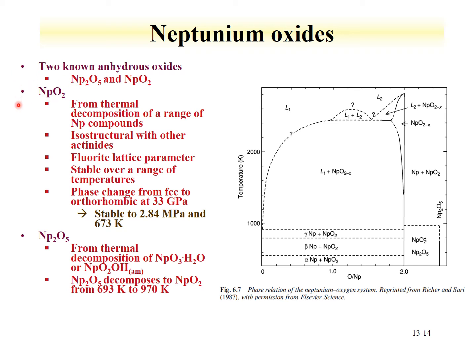This compound is stable over a range of temperatures, and the phase diagram, where we look at the phases as a function of temperature against the oxygen to neptunium ratio, is shown here. Comparing this to the uranium phase diagram, we see many fewer species. Now, Np2O5 can be formed from the thermal decomposition of neptunium-6 or neptunium-5 hydroxide. However, if you make the Np2O5, it decomposes to the NpO2 between 700 and close to 1000 K.